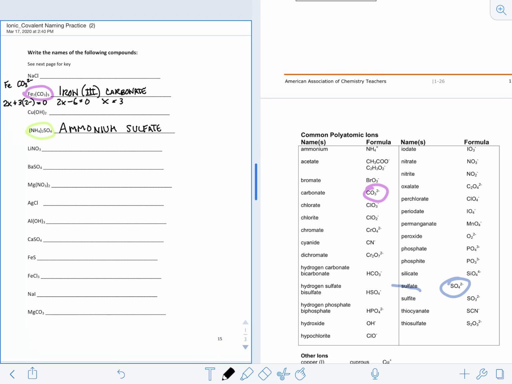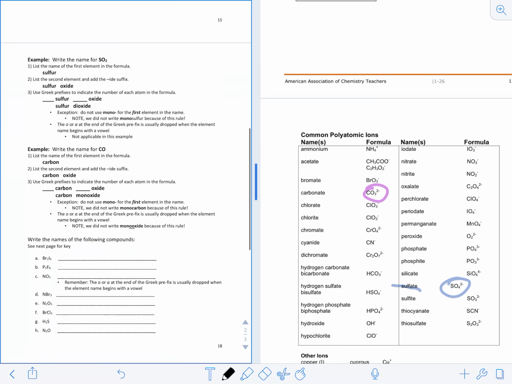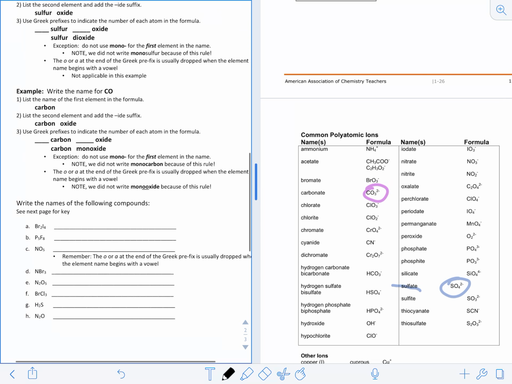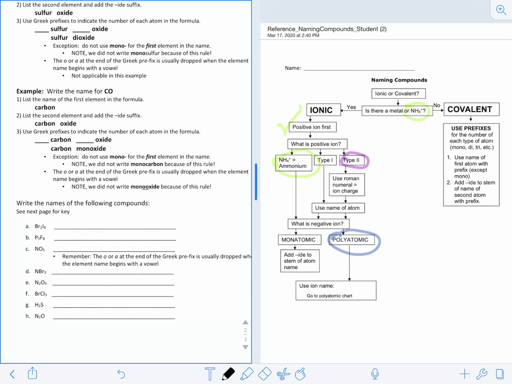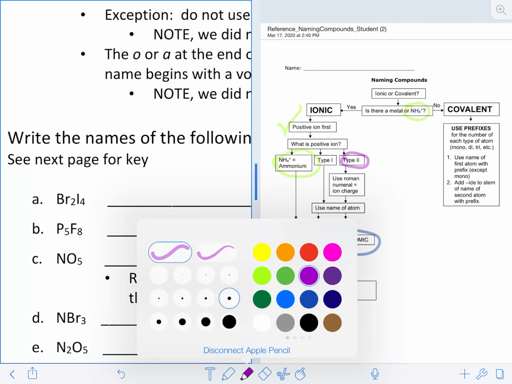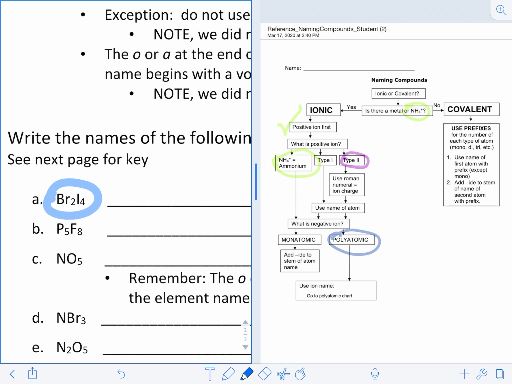Okay, so those are two examples of ionic compounds. And now we're going to switch gears and write names for covalent compounds. You probably think covalent compounds are a lot easier, and you would be right about that. If you look at covalent, there are no metals present. And if we look at our first example here, which is Br2I4, we're going to use prefixes, except if you have a subscript of 1, you are not going to use it with the first element.